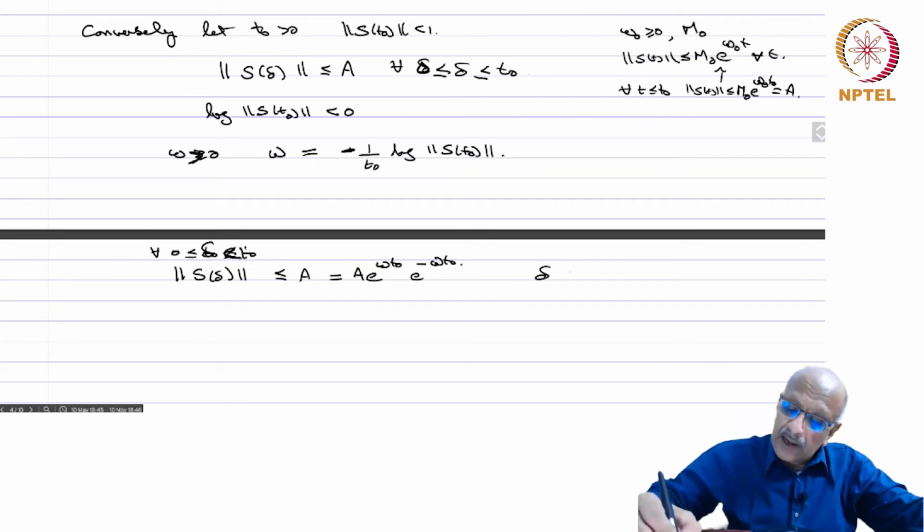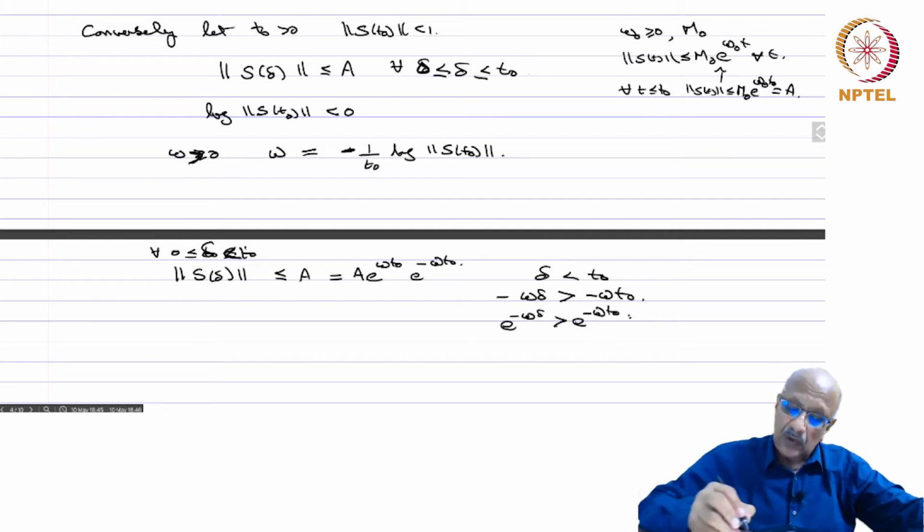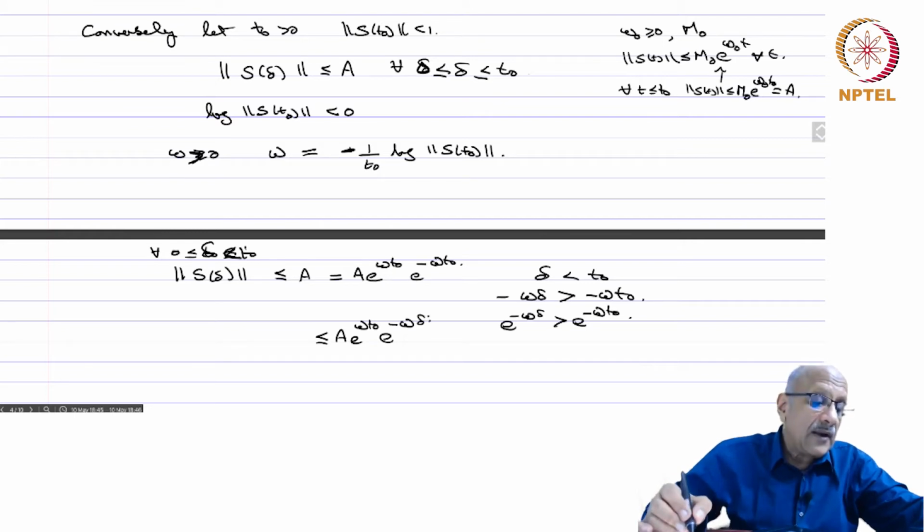Okay. Now, delta is less than T naught. So, minus omega delta will be greater than minus omega T naught. So, e^(-omega delta) will be greater than e^(-omega T naught). Okay. So, this is less than or equal to A e^(omega T naught) e^(-omega delta).